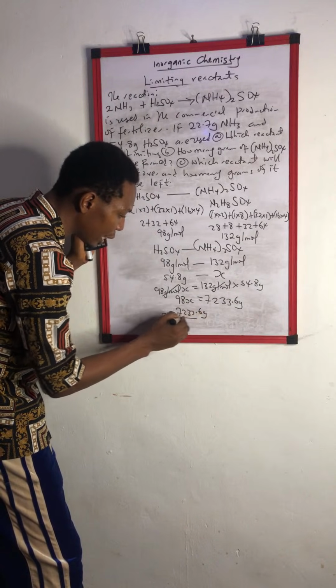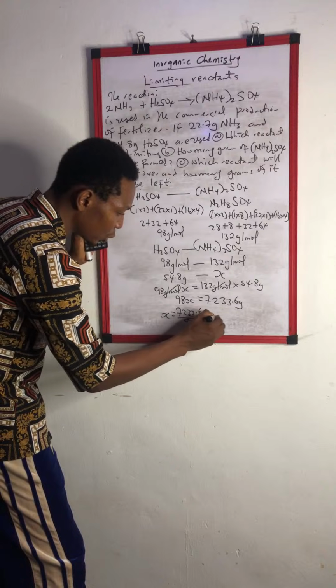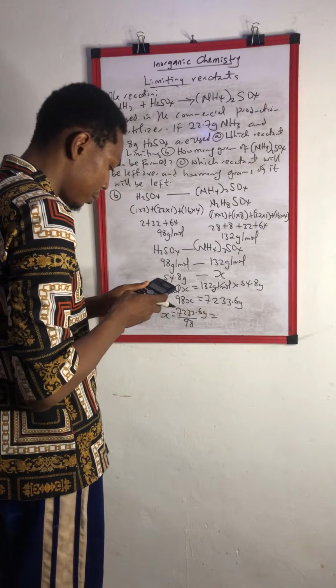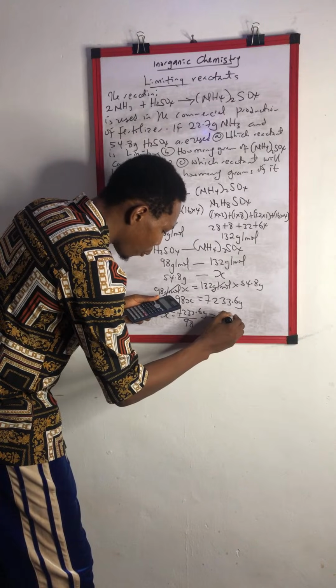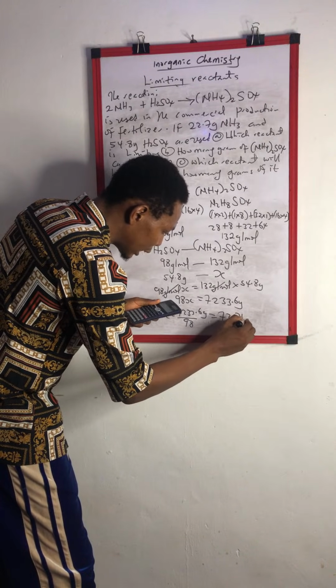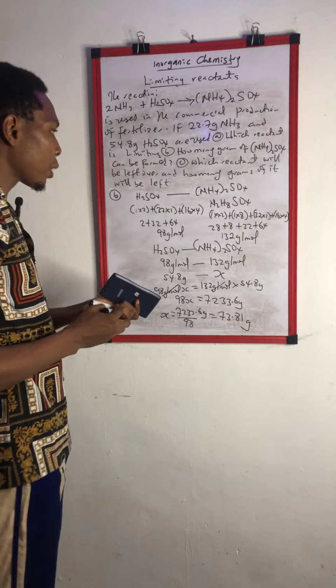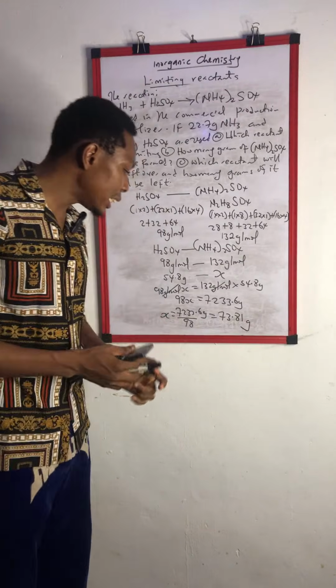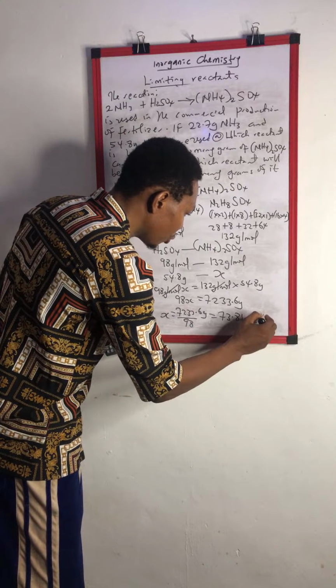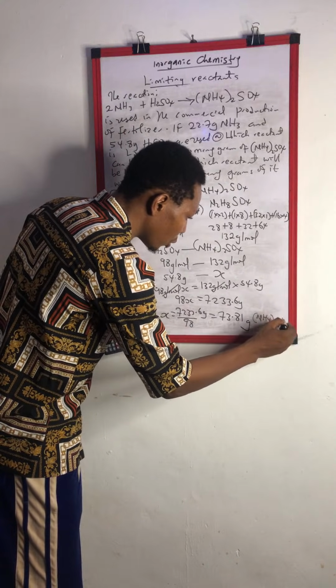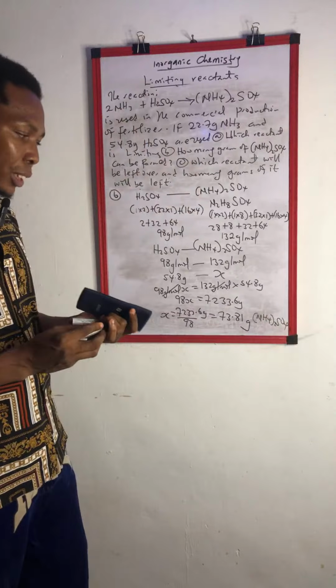So to get X, divide both sides by 98, our X will be equal to 7233.6 grams divided by 98. So what are we going to have? We have 73.81 grams. So we can see now we've gotten the mass for what? This is the mass of what? (NH4)2SO4. So that's the mass of it.